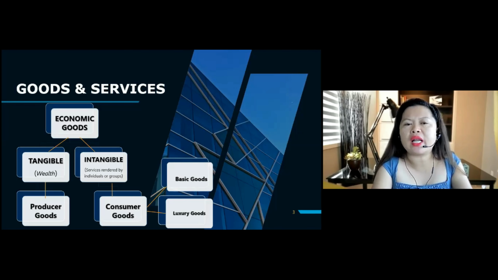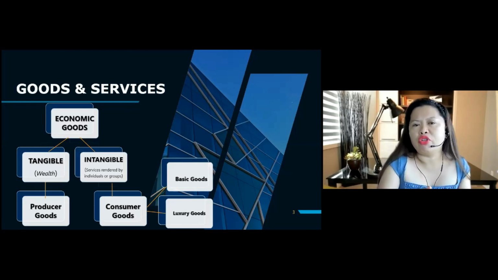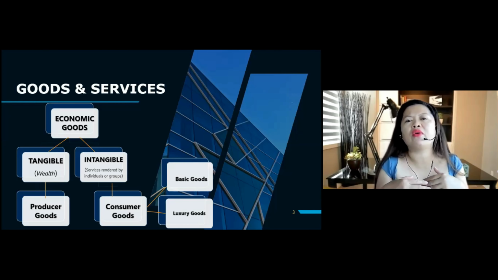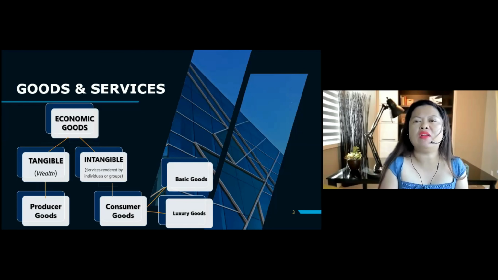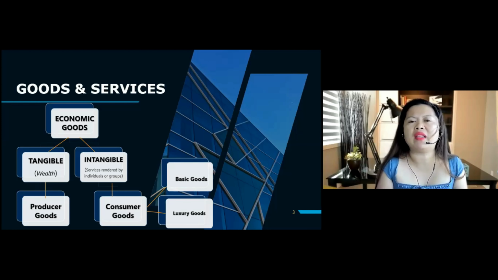The economic goods are classified into two. The tangible economic goods are classified into two: producer and consumer goods, based on their uses. How are you going to use it? What are producer goods? Producer goods are raw materials used in the production of other goods. Examples are abaca, wheat, flour, and egg. These are not finished products. You still have to buy them and then make them into consumer goods, a finished product.